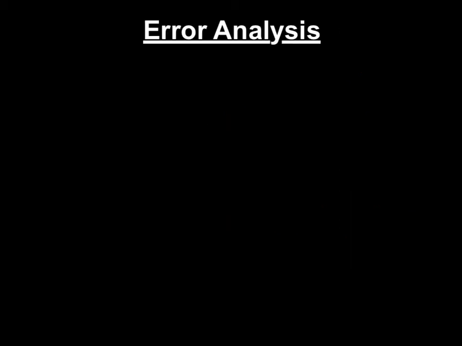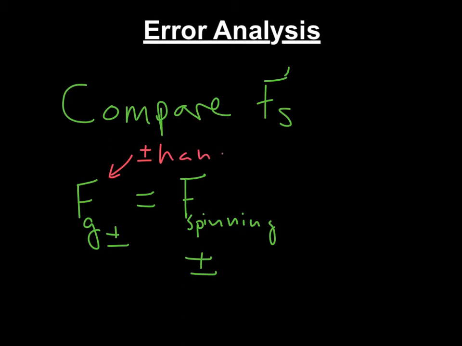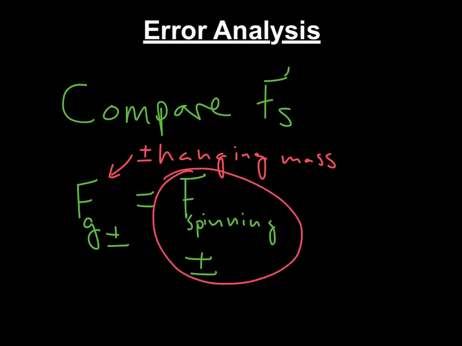Okay. Error analysis. You will compare your two forces. So the way you look at this, you will get the force from gravity, or we'll just call this the hanging method, equals your force from spinning. Which means you are going to get plus or minus. On this side, this is just plus minus your hanging masses. And let's take a look a little more in depth at the spinning masses, because they have a little bit more error in them.